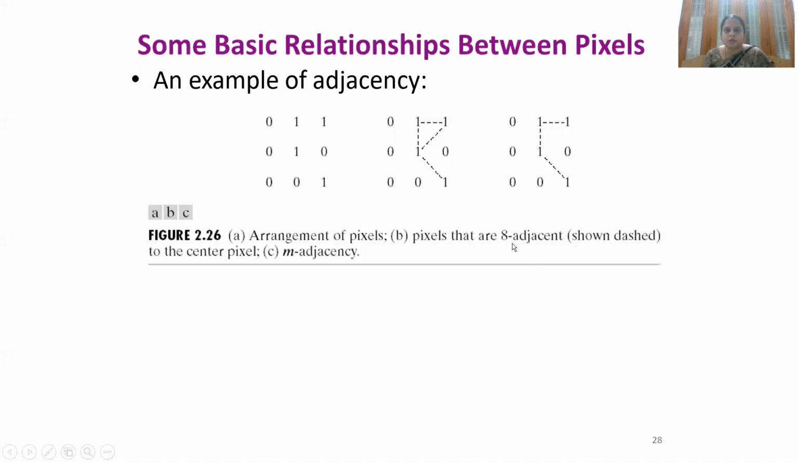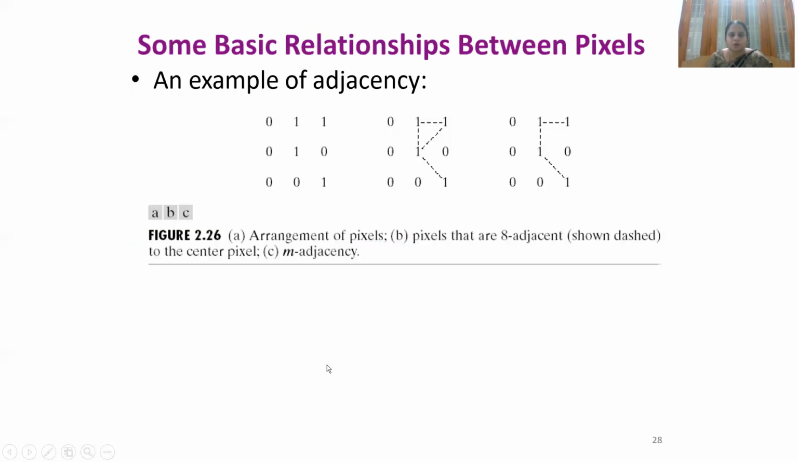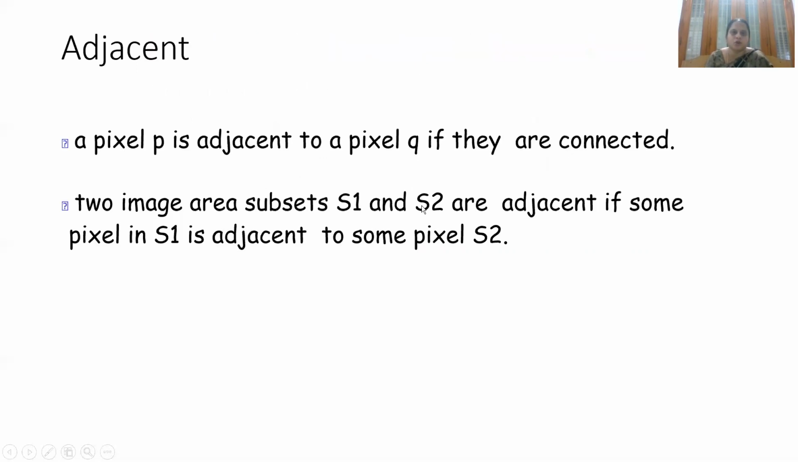Next, pixels are said to be 8 adjacent. So this is said to be an 8 adjacent pixel. The same concept, what is 8 adjacent? P and Q are 4 adjacent, or P and Q are diagonally adjacent and do not have any common 4 adjacent neighbors. The same thing we discussed in connectivity applies here. This one is 8 adjacent, but this one is M adjacent, meaning they should not have any common neighbor. The neighbor of this one is 0 and the neighbor of this one is 0. So there should not be any common neighbor, and only then can we connect these 2 pixels.